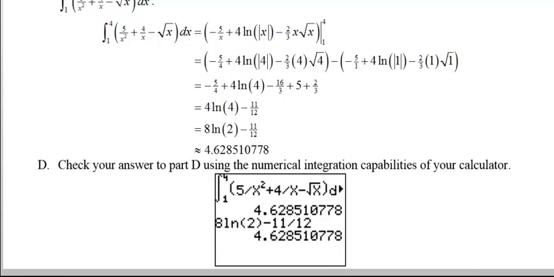We can also get the decimal approximation, if that's all we needed, by just doing it on the calculator by typing in the integral of 1 to 4 of the original function dx, and we get the same numerical value, and that tells us the answer if we just need a decimal answer and we don't have to do all this other stuff. On the other hand, if we want an exact answer, which is 8 ln of 2 minus 11 twelfths, then this gives us a way to check that.